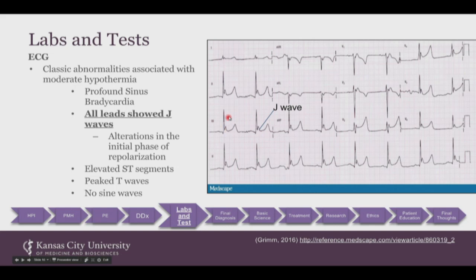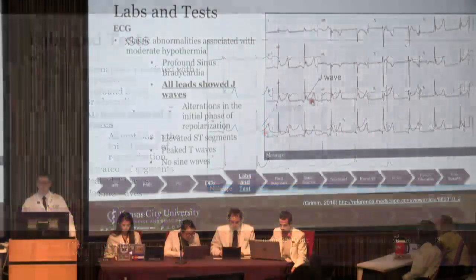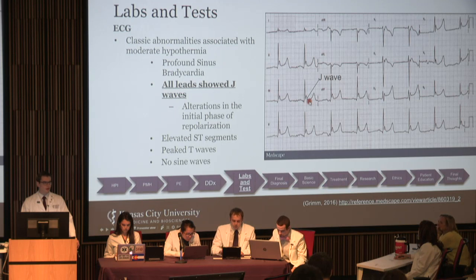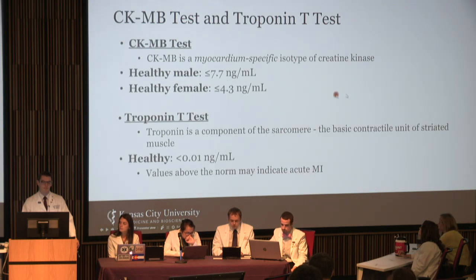Now also, all of the leads show this distinctive J wave seen after the QRS complex. This J wave, though not well understood, is very indicative of hypothermia, as I stated before. We also see the ST segment, which is between the QRS and the T wave, is higher than it should be, or elevated, possibly indicative of an AMI. And we also see these peaked T waves, which is consistent with the possible diagnosis of hyperkalemia. We do not see any sine waves at this time.